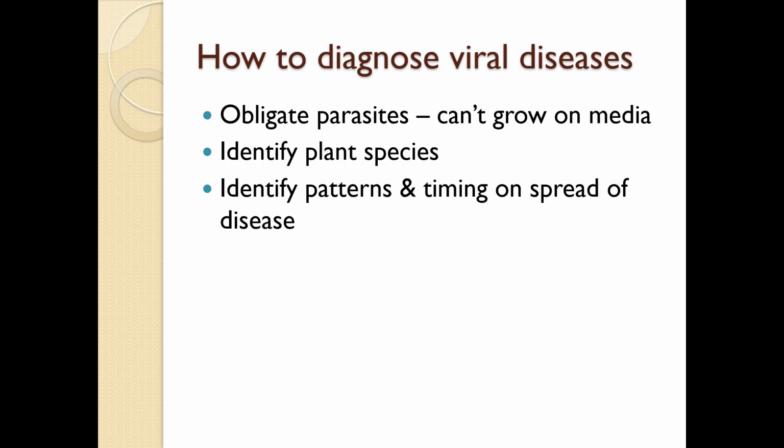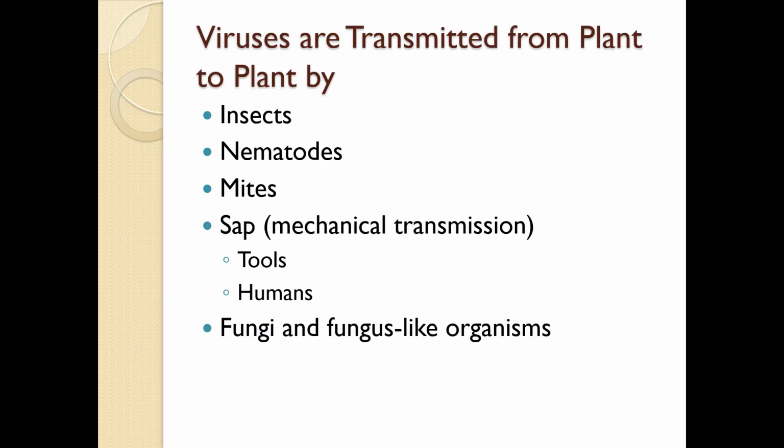So they're obligate parasites, so they can't grow in media, so it's difficult to diagnose them. You identify the plant species, and then you identify patterns and timing on spread of disease, and there won't be any signs. There's only going to be symptoms. So they're transmitted from plant to plant by insects, nematodes, mites, sap, that's mechanical transmission, through tools, through humans, fungi, and fungus-like organisms. They can also be shared through root grafts.